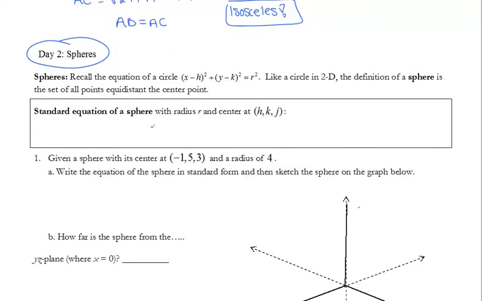So remember back when we were talking in two dimensions, we had a circle, which was just (x - h)² + (y - k)² = r². And remember that your radius was the distance from your center to any point on your circle. So in the case of a sphere, it's your distance from your center to any point on the sphere.